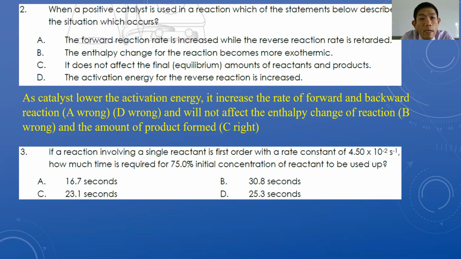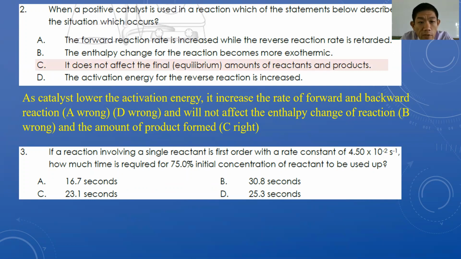The activation energy of the reverse reaction is also reduced, so D is also wrong. Then the enthalpy change of the reaction becomes more exothermic. Adding a catalyst will only speed up the reaction but will not affect the enthalpy change, so B is also wrong. So C, it does not affect the final equilibrium, which is the amount of the reactant and product, which is correct.